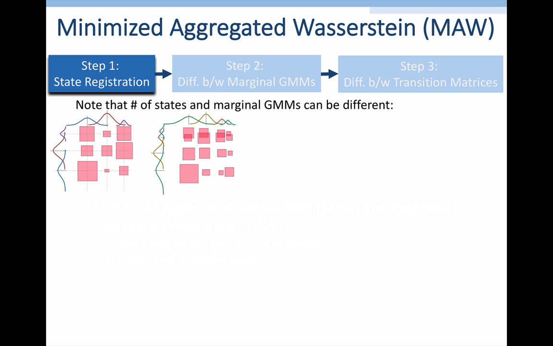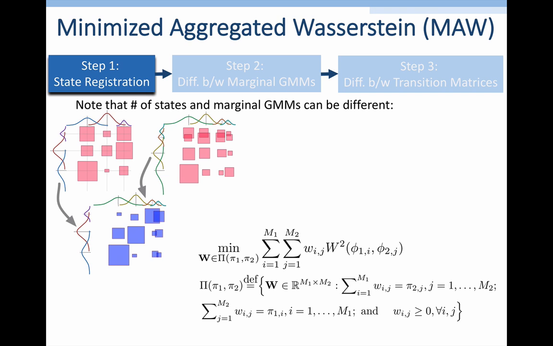First, minimize the aggregated Wasserstein. The computation of MAW takes 3 steps. First, we want to align the states of the two HMMs so we know which state corresponds to which. This is called state registration. Here, we visualize a 4-state HMM aligning to a 3-state HMM.